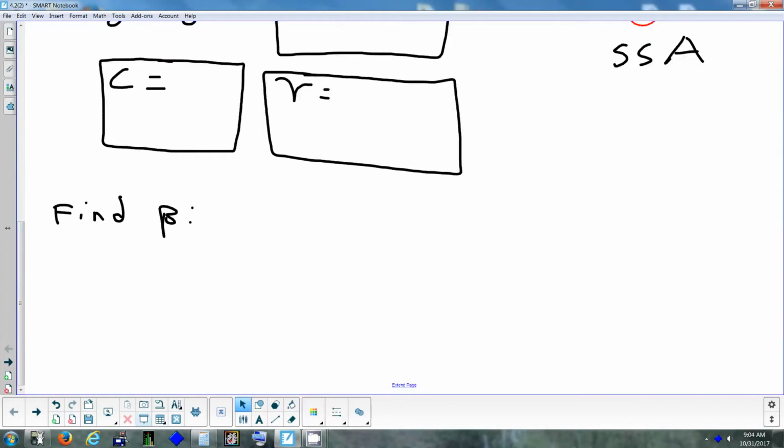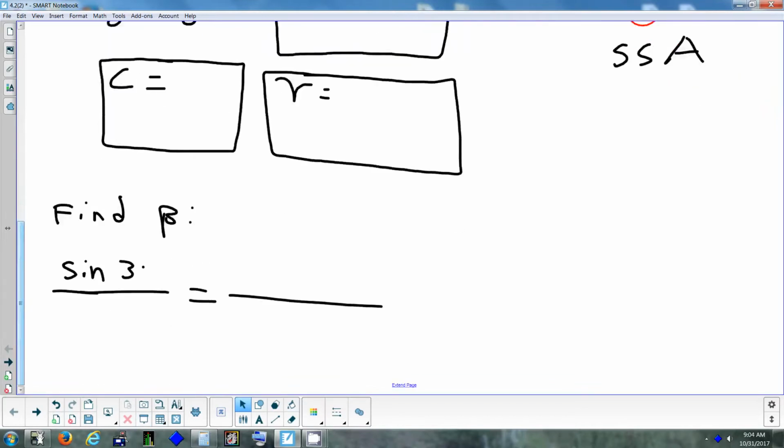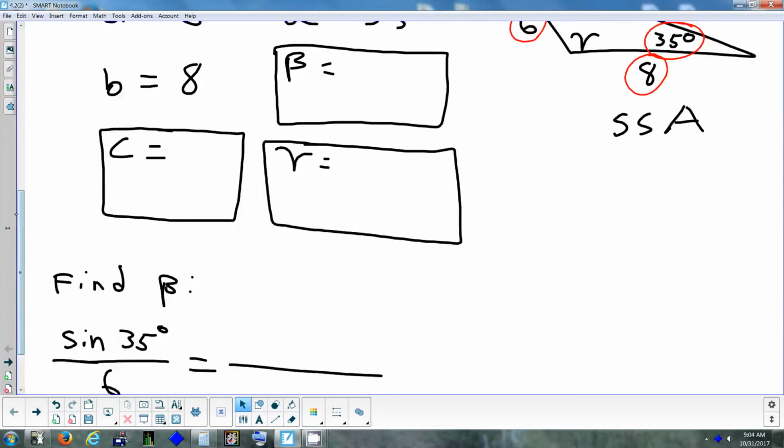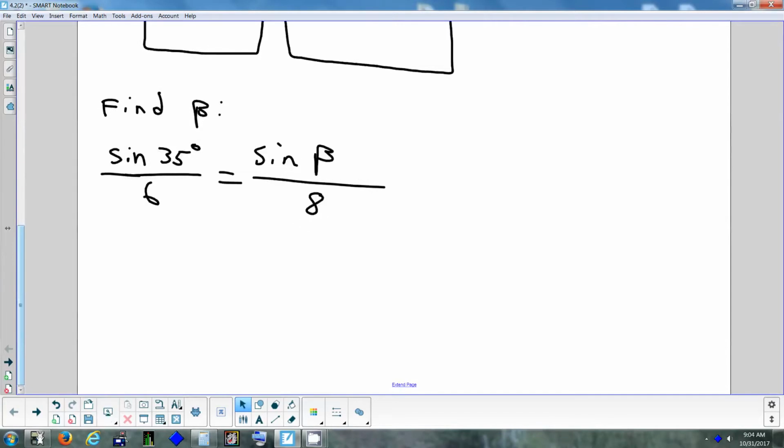Eric, do you think you could set up my proportion for me that would solve for beta? We do sine 35 over 6, equals sine of beta over 8. So we'll cross multiply. We're going to get 8 sine 35 equals 6 sine beta, but I'm going to move the 6 to the other side by dividing.